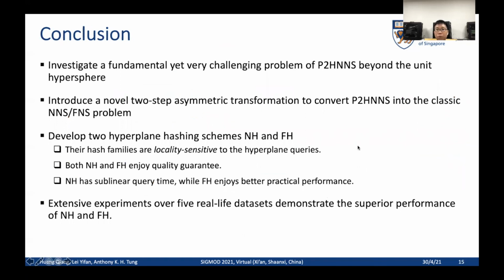Finally, we make a conclusion for our paper. We investigate a fundamental yet very challenging problem of point-to-hyperplane NN search beyond the unit hypersphere. And then we introduce a novel two-step asymmetric transformation to convert the point-to-hyperplane nearest neighbor search problem to the classic NN search or FN search problem. And then we develop two hyperplane hashing schemes, NH and FH, and do some theoretical analysis for them. Finally, we use extensive experiments over 5 real-life datasets to demonstrate the superior performance of NH and FH.